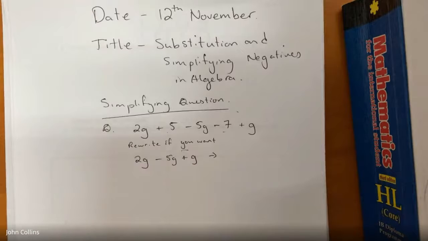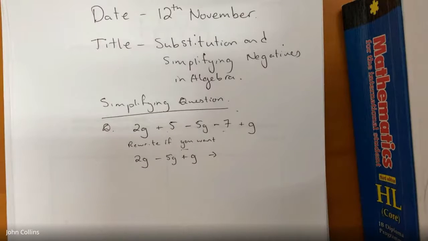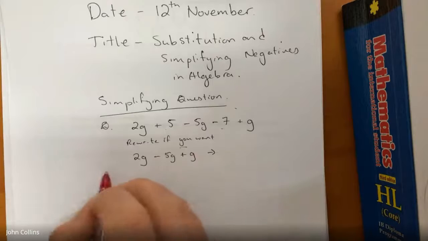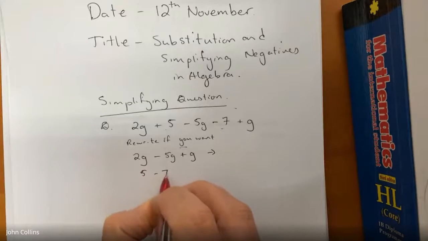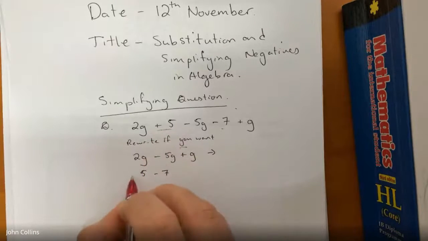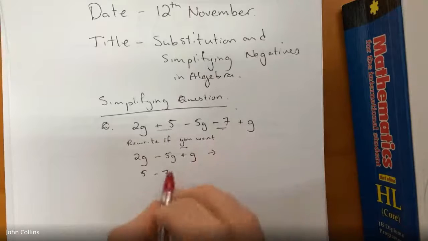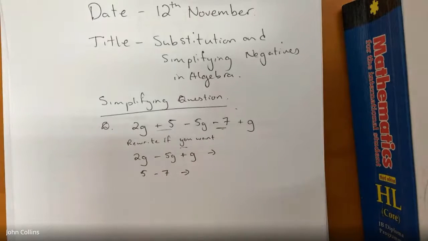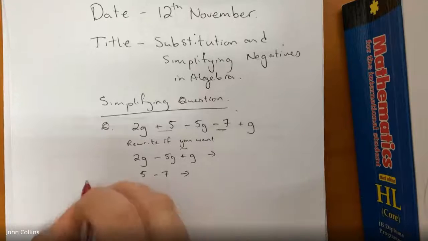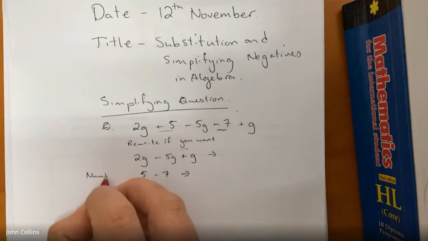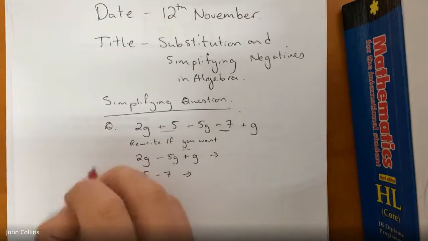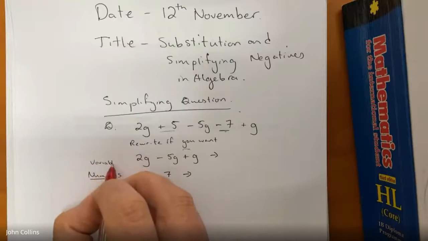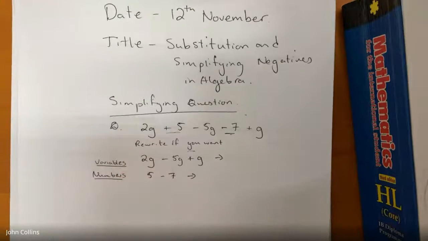That will give me the total number of g's that are in this expression. And then I'll just do the numbers. So that's 5 take away 7. So 5 from here, I can put plus there, but it's not necessary, and minus 7. And that will give me the normal numbers. So that's just your numbers. And g's are variables, or pronumerals, sometimes they're called.